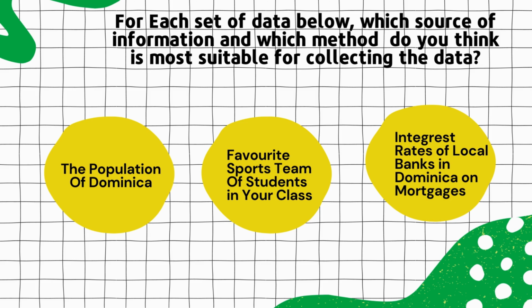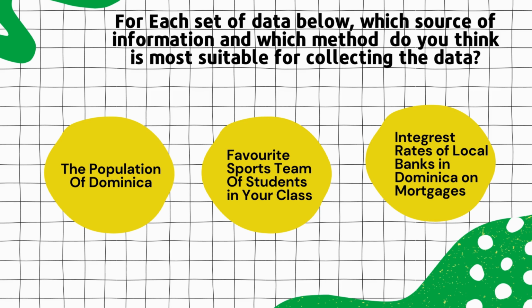Right, students? So the second one is favorite sports team of students in your class. So you want to find out who likes Man U, who likes Chelsea, and all the different sports teams, who likes West Indies, maybe they're cricket fans, right? And you want to find out their favorite sports team. How can you do this? A method for this, the best method for this would be a survey, or you could hand out a questionnaire to ask them. But a survey would have been the best thing.